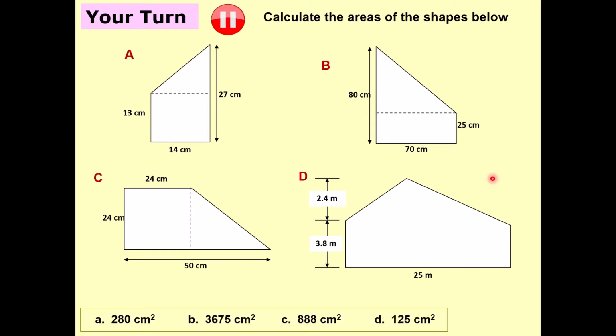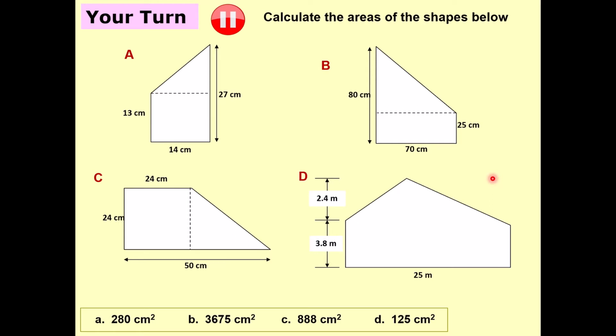Okay, so for A you should have 280 square centimetres, for B you should have 3,675 square centimetres, for C 888 square centimetres, and for D 125 square centimetres. Again, really well done if you got all of those correct.